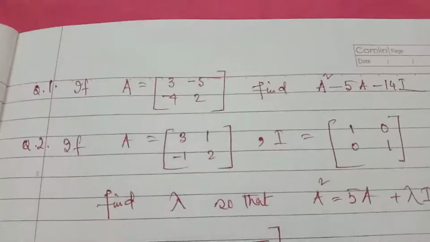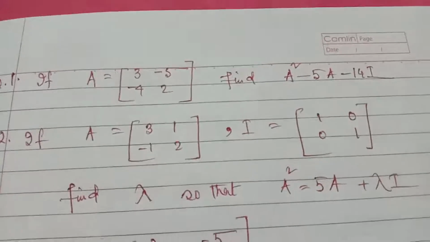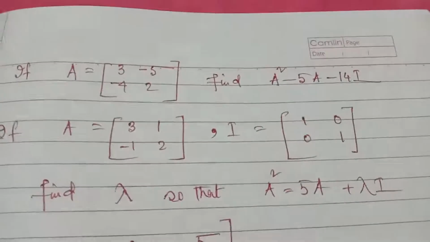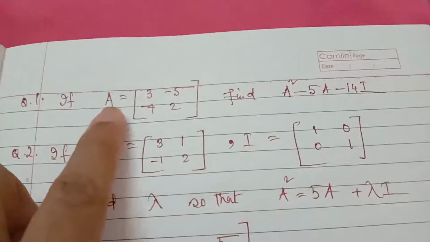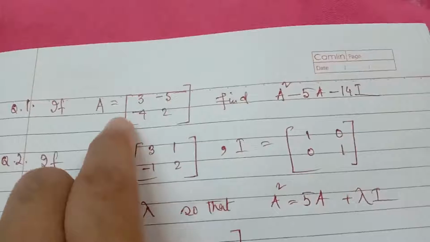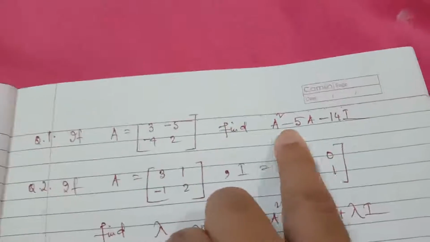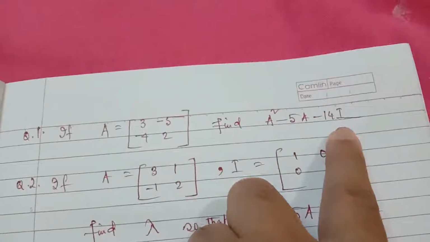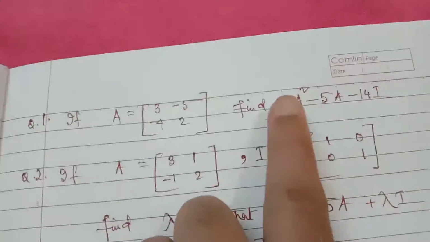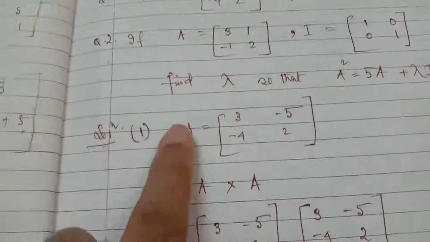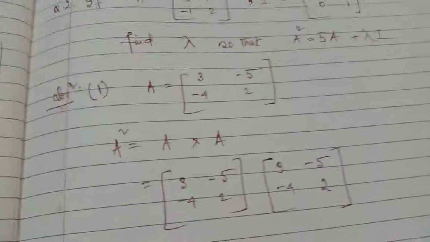Next, I have taken two simple but very important questions. These are very simple questions but very important from the exam point of view. Number one is, if A equal to 3 minus 5 first row, minus 4 to second row, find A square minus 5A minus 49. These types of questions are given in the NCERT book. So how to find A square? We have to multiply A twice, A into A.